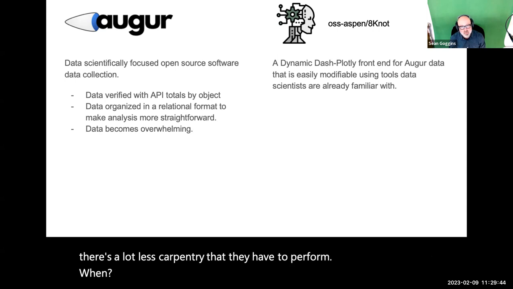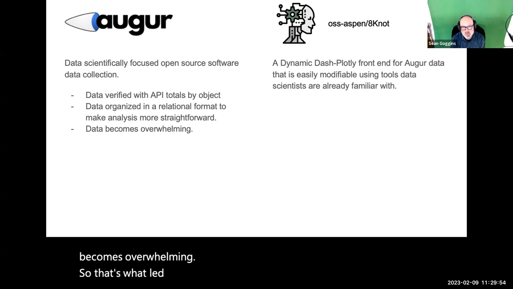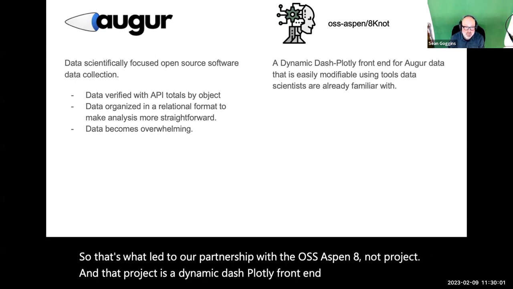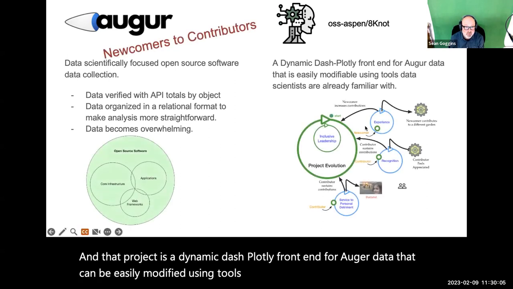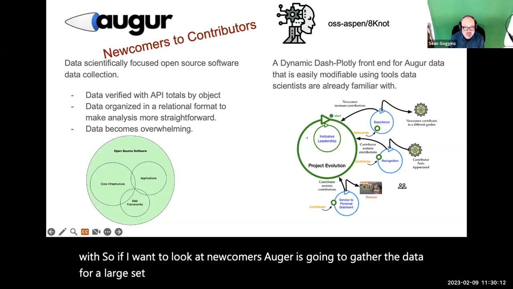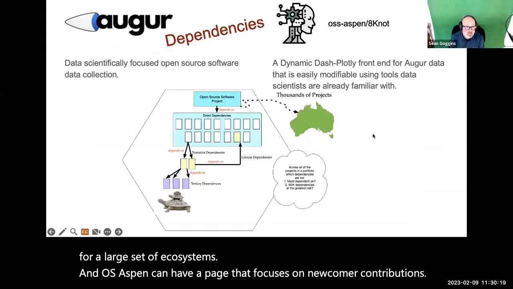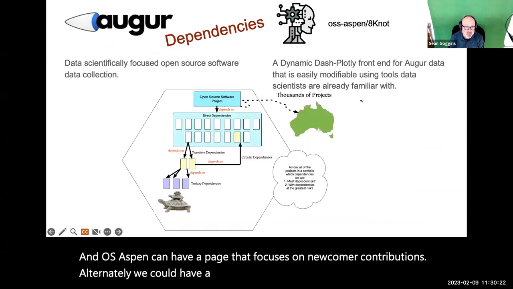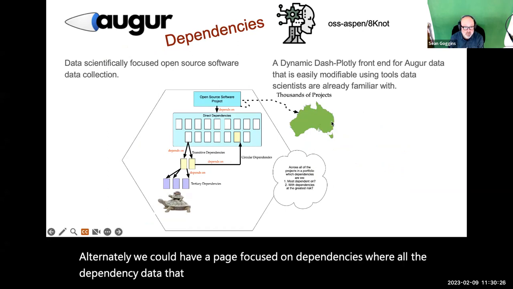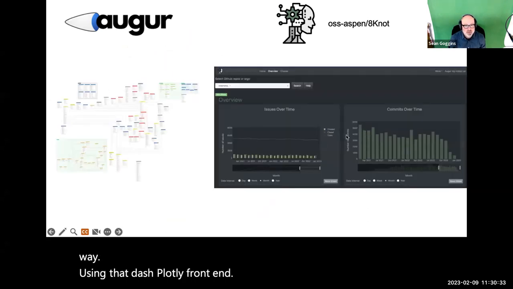When we use Augur, we find that the actual volume of data and the number of metrics available becomes overwhelming. That's what led to our partnership with the OSS Aspen 8.0 project. It's a dynamic Dash Plotly front end for Augur data that can be easily modified using tools data scientists already know. If I want to look at newcomers, Augur gathers the data for a large set of ecosystems, and OSS Aspen can have a page focused on newcomer contributions. Alternately, we could have a page focused on dependencies, where all the dependency data Augur gathers is displayed in a coherent way. So: relational data, Dash Plotly front end.